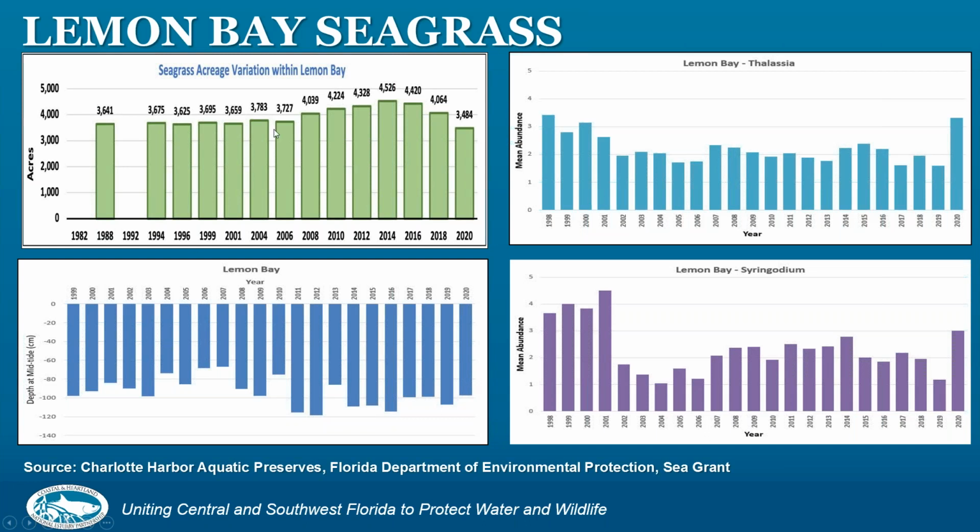So now we're getting into some of the aquatic preserves data that we have long term. And you can see here that acreage didn't just start declining in 2018, it actually started in 2016. And what we understood with the aerial extent data is that the losses we were seeing between 2016 and 2018 were focused on the northern portions of Lemon Bay, upper Lemon Bay, specifically around where the Venice Canal flushes out into Lemon Bay, and Alligator Creek.